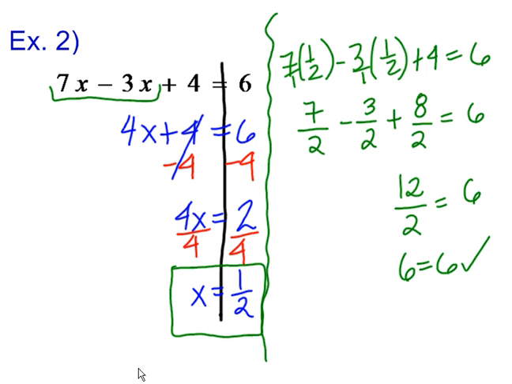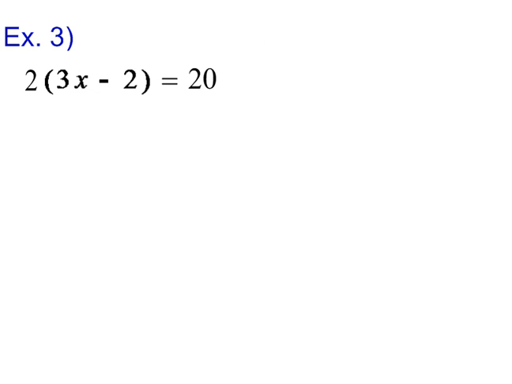Okay, let's flip our paper over. We've got 2 more examples to do so that you can understand a little bit more what you need to do. I think some of you are catching on already though. Here we have 2 on the outside, and in parentheses we have 3x minus 2, and that whole thing's going to be equal to 20.